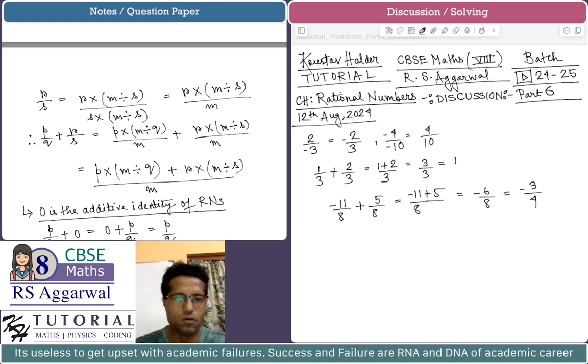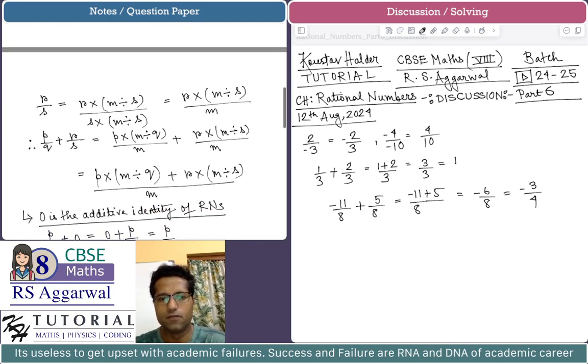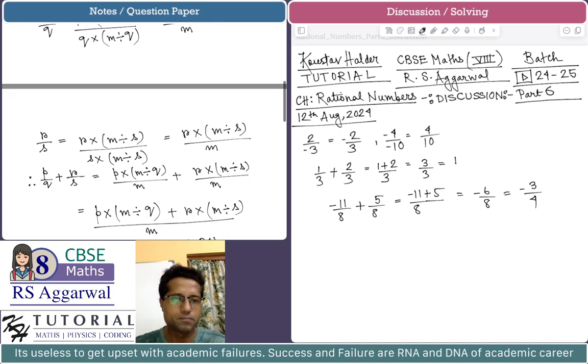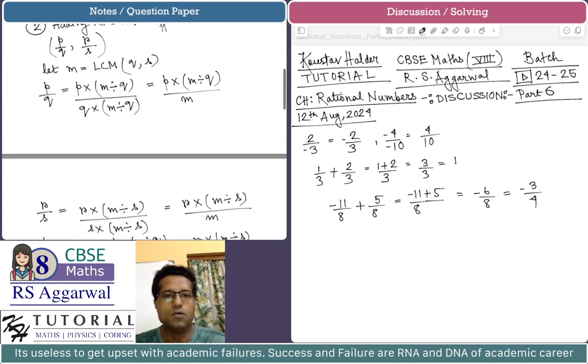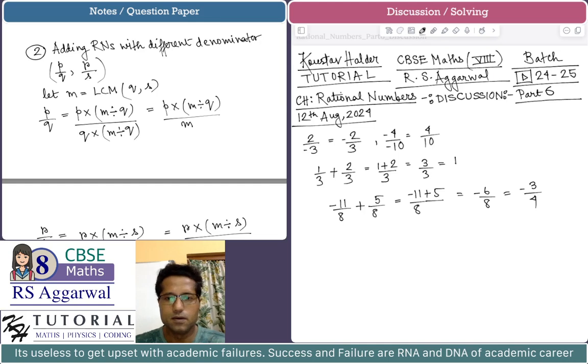Now, it is absolutely not necessary to remember these formulas. I have just written the result in algebraic form, so that you can relate to what you actually do while solving the problems. This is exactly what you do, but of course you need not remember this formula. Okay, so let's try to see with some examples how we add two rational numbers when the denominators are different.